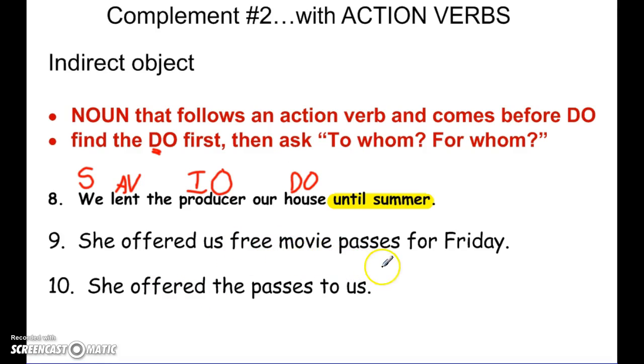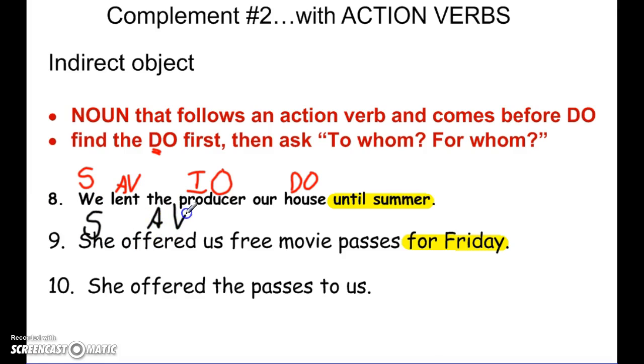She offered us free movie passes for Friday. Start by finding prepositions. For is a preposition for what? For Friday. Now I'm left with she offered us free movie passes. Who is the sentence about? It is about she. What did she do? She offered.